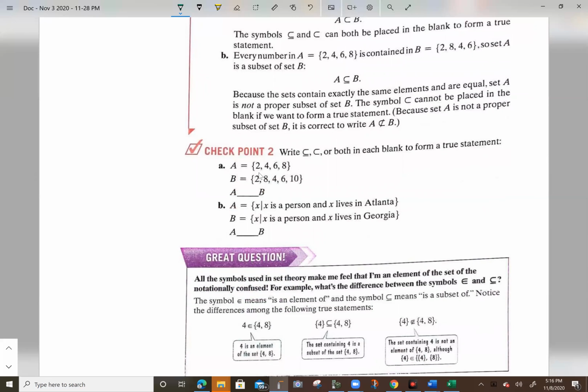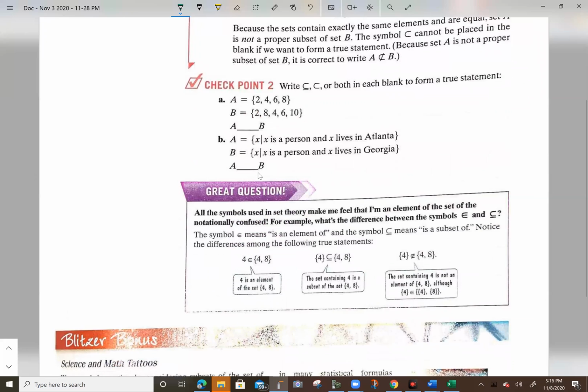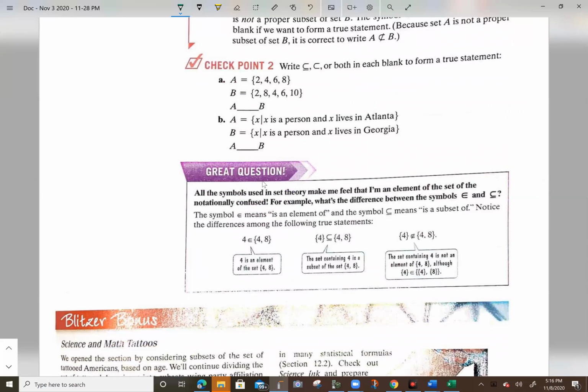You can read through the book solution more slowly if I didn't give you enough information. So checkpoint 2, the same thing. Is A a subset of B? And if so, is it also a proper subset? A is x is a person who lives in Atlanta, and B, x is a person who lives in Georgia. So the question you're asking yourself: does everyone who lives in Atlanta also live in Georgia?